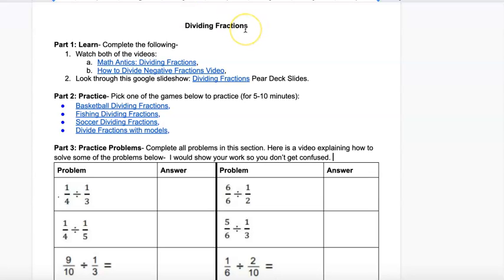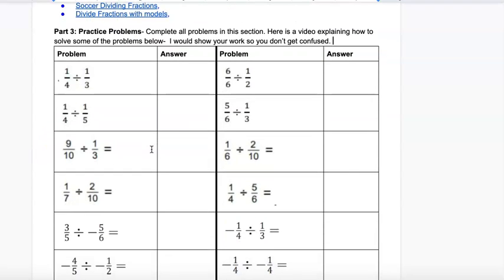Okay, so in this video, I'm going to go over the dividing fractions assignment, part 3, practice problems. In all these problems, we are dividing fractions. When we divide fractions, we use keep, change, flip. I'm going to walk you through at least the first few problems.